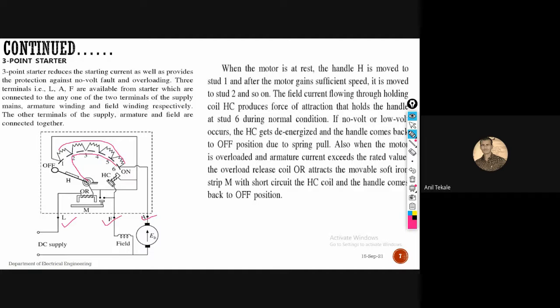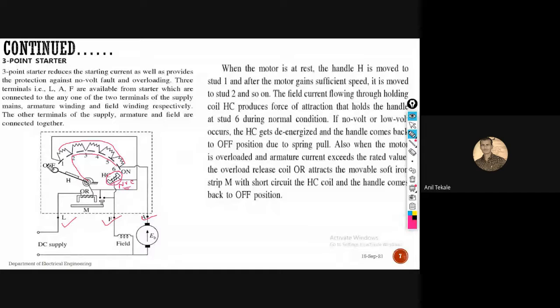At the other end there is the NVC, that is the no voltage coil. Whenever no current flows, the electromagnetism at the NVC is lost, and the NVC releases the rod, which then returns to the off position. That means your motor gets switched off. So this is the simple working principle of the 3 point starter.